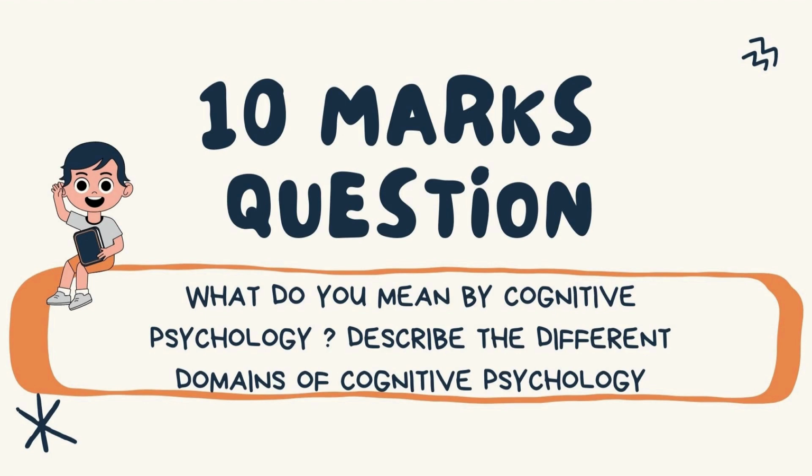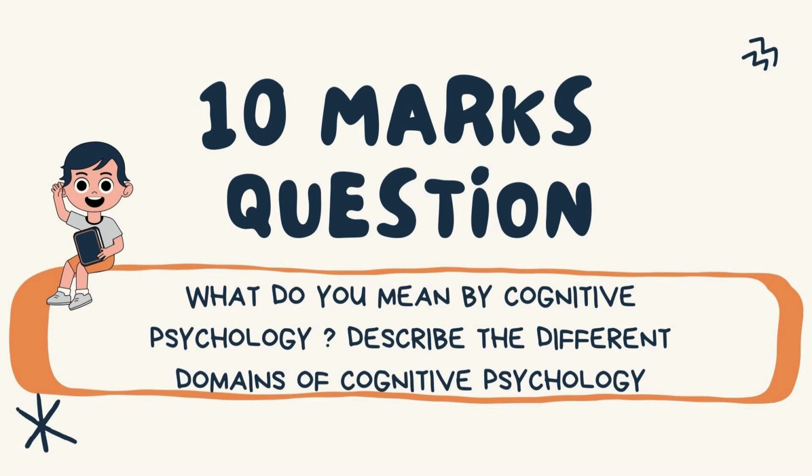So I'm taking long answers for now. In this video we'll be seeing a 10 mark question, that is, what do you mean by cognitive psychology? Describe the different domains of cognitive psychology. The first part, what do you mean by cognitive psychology, is for 3 marks, and describe the different domains of cognitive psychology is for 7 marks. So let's see how to write it.